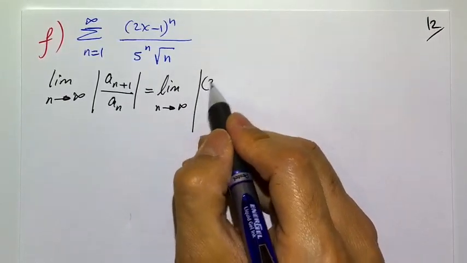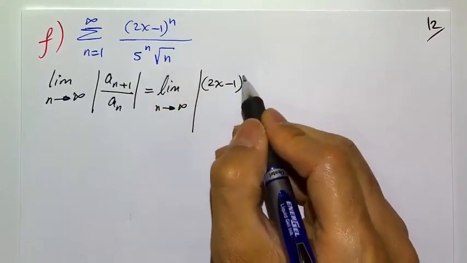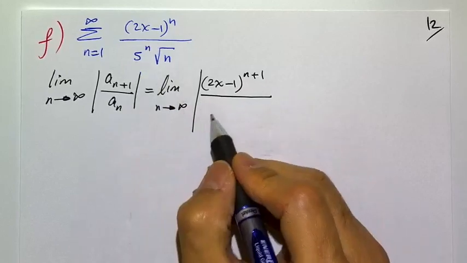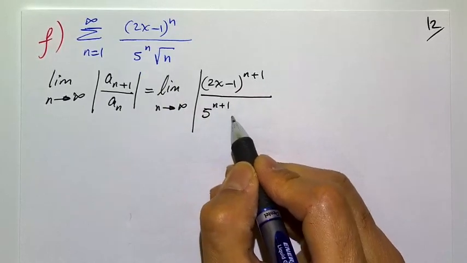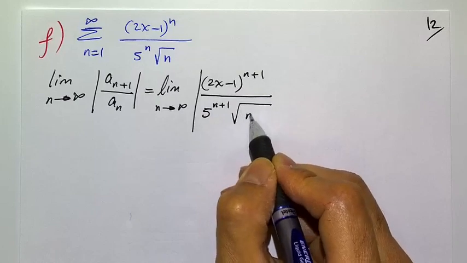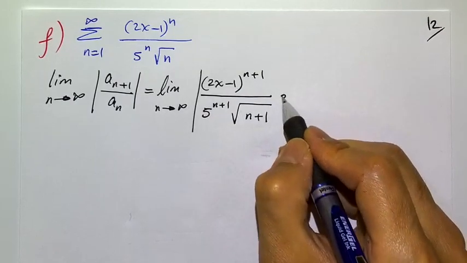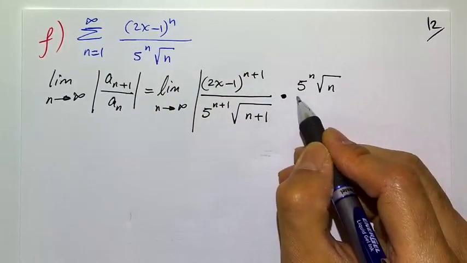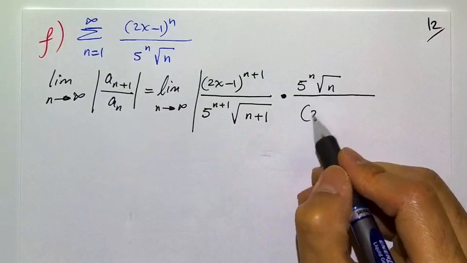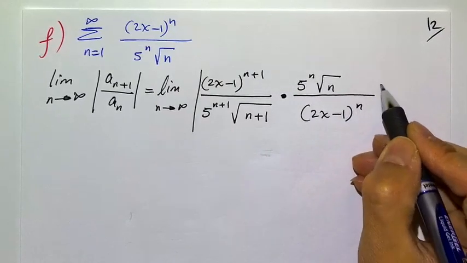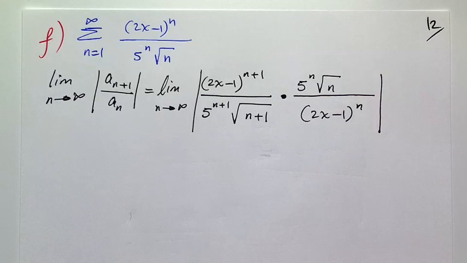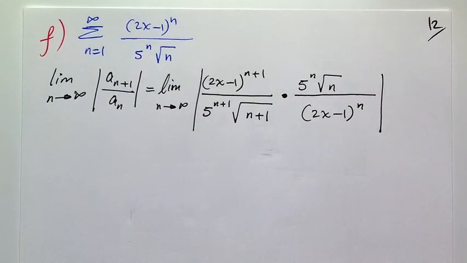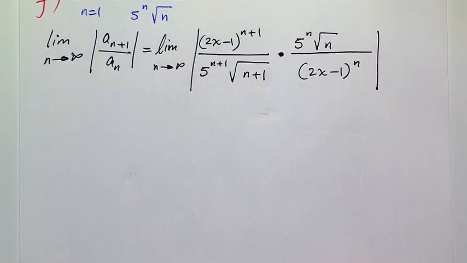So we have (2x minus 1) to the n plus 1 power divided by 5 to the n plus 1 power times the square root of n plus 1, times, let's flip that, 5 to the n power times the square root of n divided by (2x minus 1) to the n power, inside the absolute value. Okay, so as usual, let's start simplifying this expression.